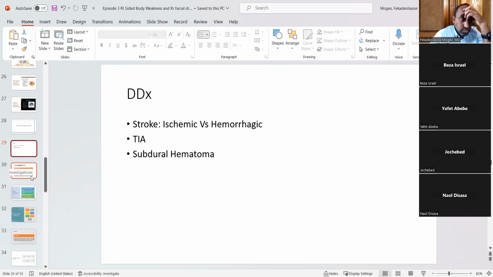Okay. Urine analysis. Why urine analysis? UTI is a common cause of complication of stroke. She just arrived.